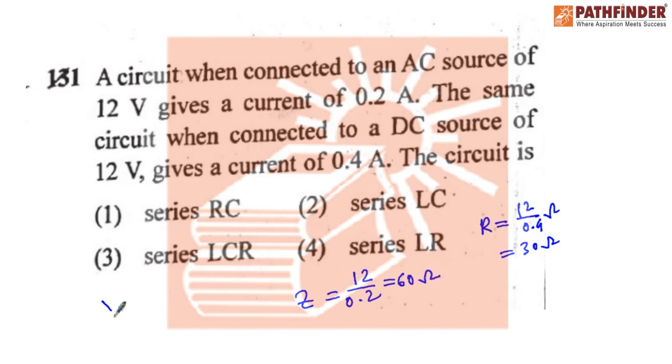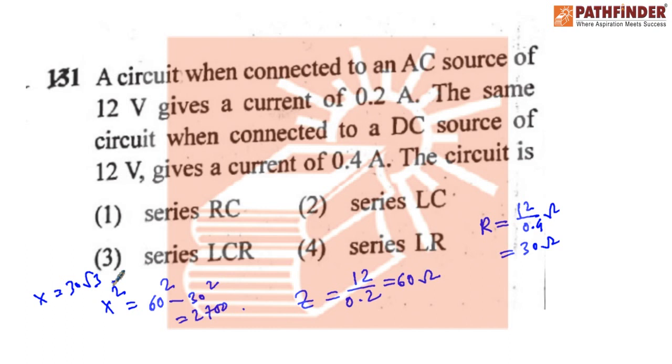X square is equal to the another thing. We don't know whether it is C or L. So X square is equal to 60 square minus 30 square, which is equal to 2700. So X is equal to 30 root 3.